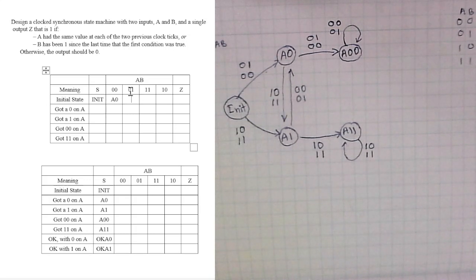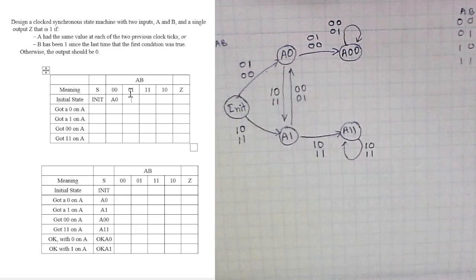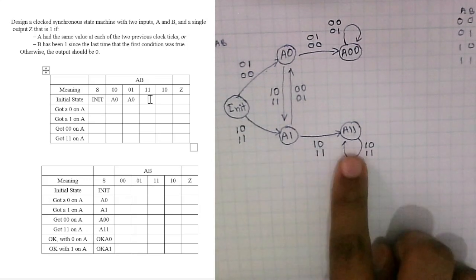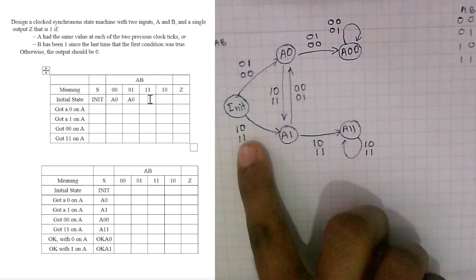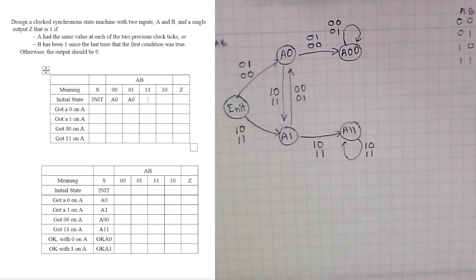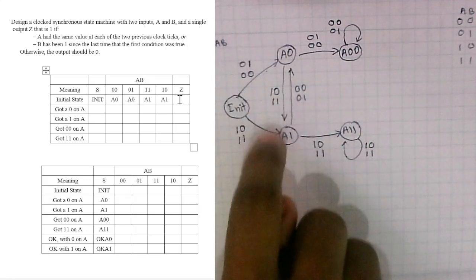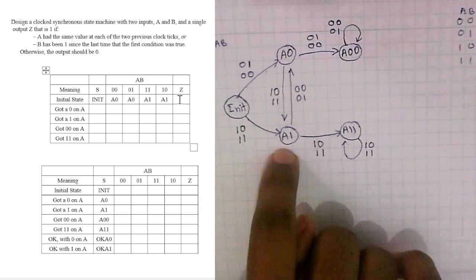If I get 01, I am still going to a 0. Then if I have 11, I will go to A1, and 10 also goes to A1. And in these two states we are not keeping our Z as 1; this is also not 1.